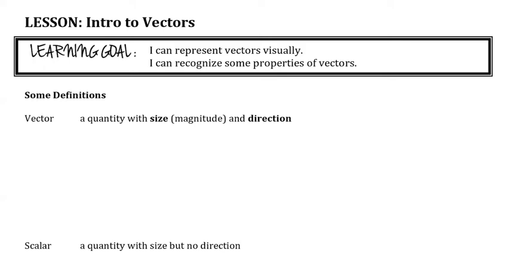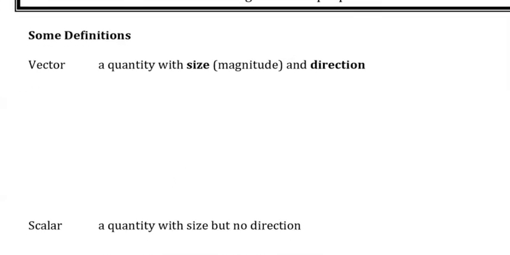Some definitions. What is a vector? This is the same as physics. A vector is a quantity that has a size which we call magnitude. That's a really important word. We'll use it constantly. But the difference is it also has direction.